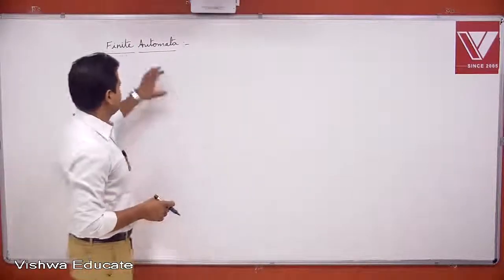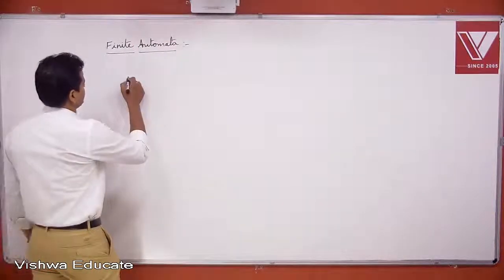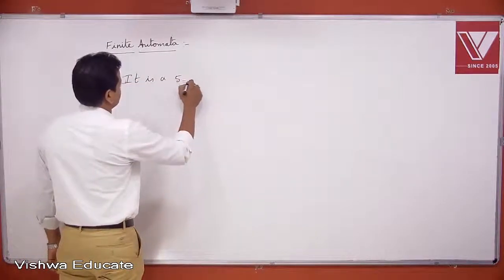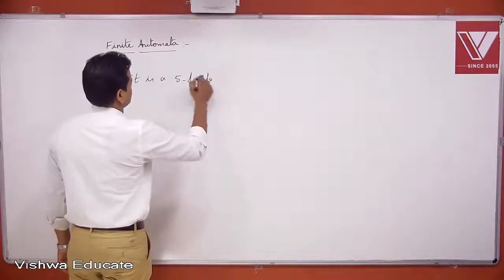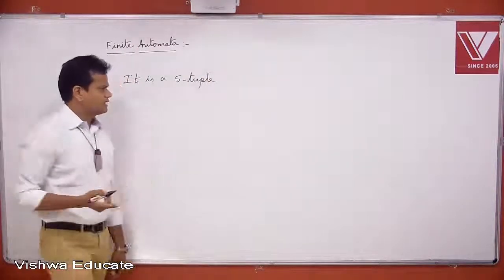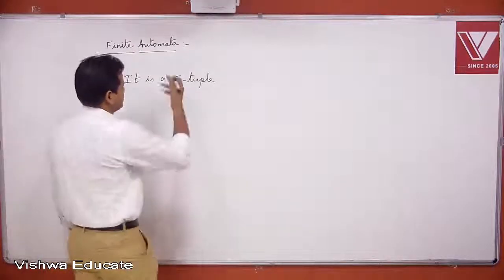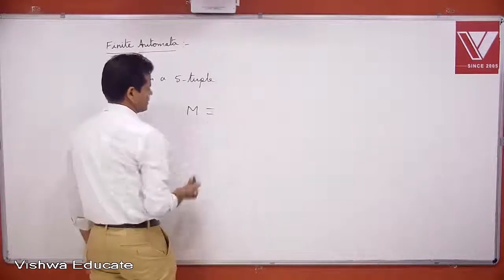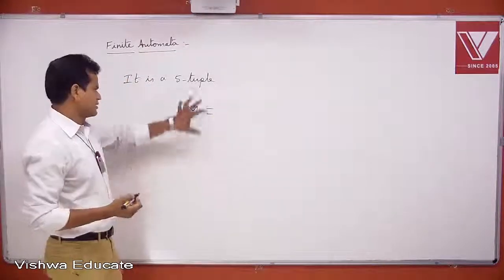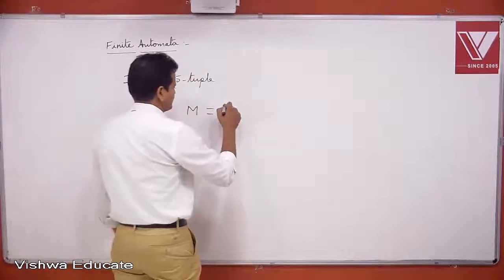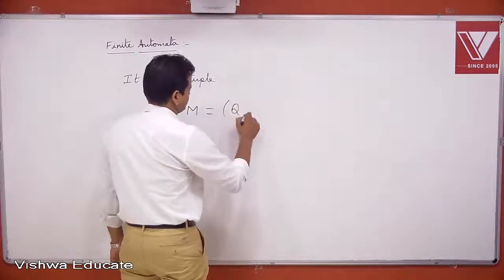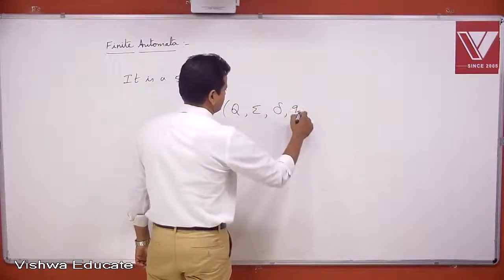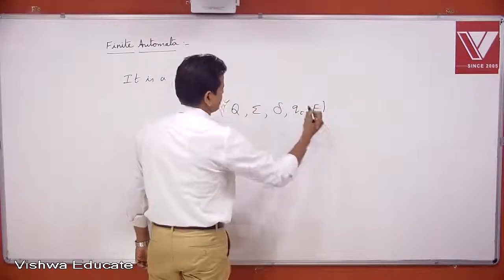Now, what is a finite automata? It is a five tuple. We can represent the finite automata, which is a machine, with M, or you can use any other symbol. I'm taking M, which stands for machine. It is a five tuple: Q, sigma, delta, Q naught, F.